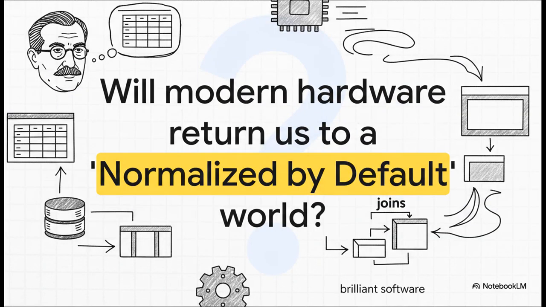And all of this leaves us with one last really big question to think about. As our hardware gets faster and our software gets smarter, making those database joins cheaper and cheaper, are we maybe seeing a return to that world Edgar Codd first dreamed of? A world where normalized by default is the standard again? Maybe the future of data isn't about compromise after all, but about a powerful return to first principles.